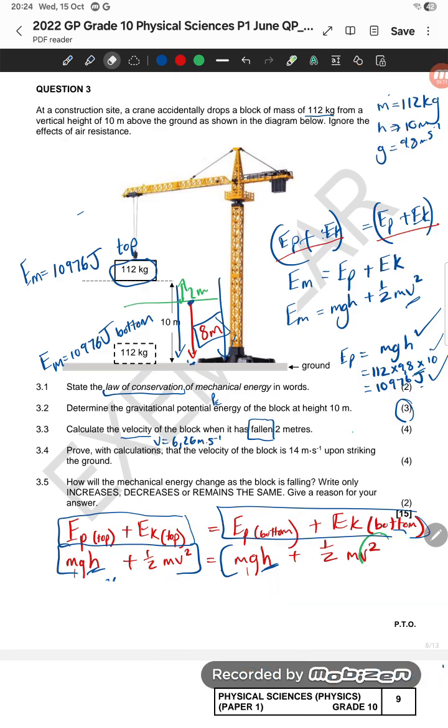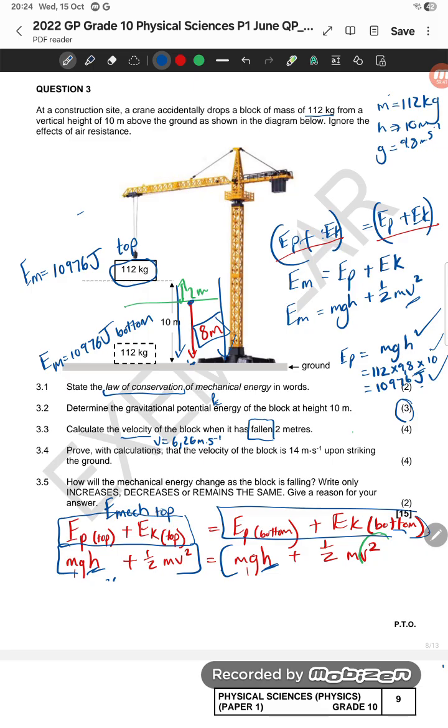Okay, prove with calculations that the velocity of the block is 14 meters per second upon striking the ground. Yes, I knew we were going in that direction because we always go in that direction. All the examples will be pretty much like this. Okay, so let's see. We're going to use mechanical energy. You can say mechanical energy if you want to.